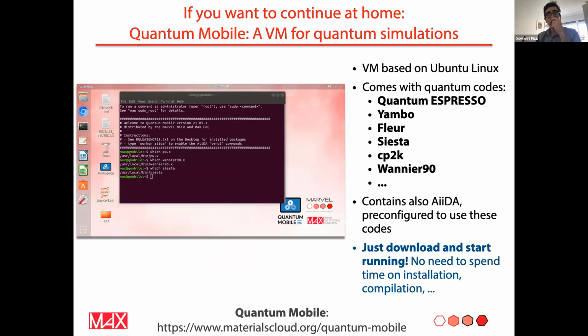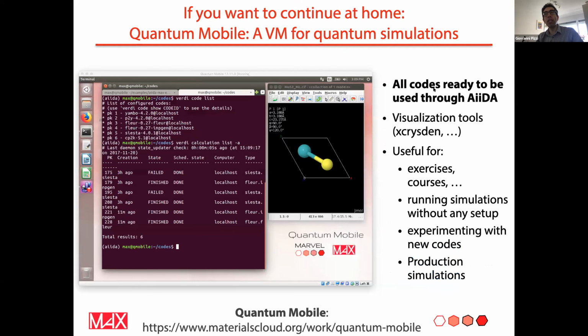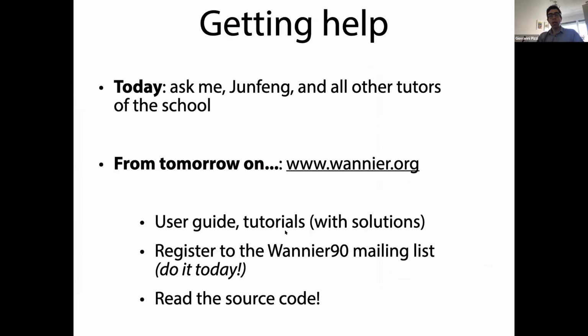The very final note: if after the tutorial you want to go home and try the same things, I suggest you download Quantum Mobile. It's a virtual machine you can download locally on your computer. It already contains a number of codes, in particular Quantum ESPRESSO. It contains Wannier90, etc. You just download it. You don't have to think about installing it. You have all the examples. You can also find the workflows I mentioned, because AiiDA is also installed. There are visualization tools. So it's very nice if you want to quickly try the codes without having to install them. Of course, if you want to run in production, it's better to install them properly on your supercomputer.